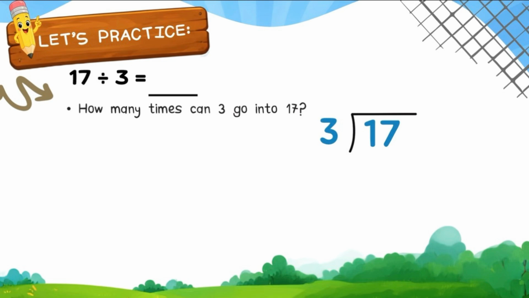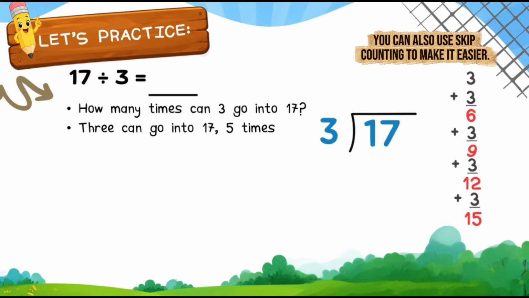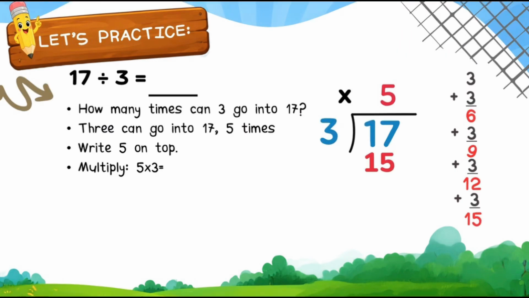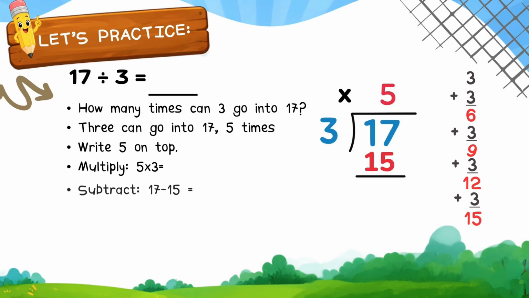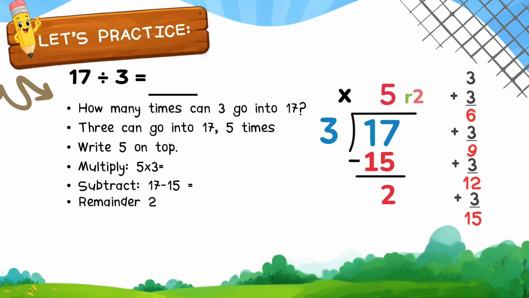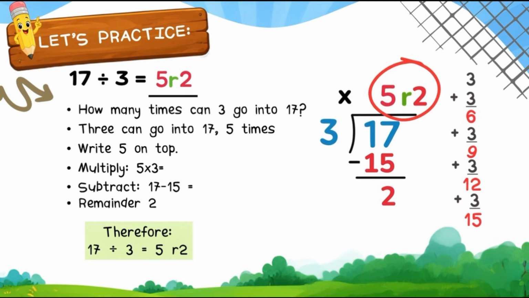I used repeated addition here. I keep adding 3 until I get as close to 17 as possible without going over. And now, 3 can go into 17 5 times. Write 5 on top. Next, multiply 5 times 3 equals 15. Now subtract 17 minus 15 equals 2. And the remainder is 2. So, therefore 17 divided by 3 equals 5 remainder 2.